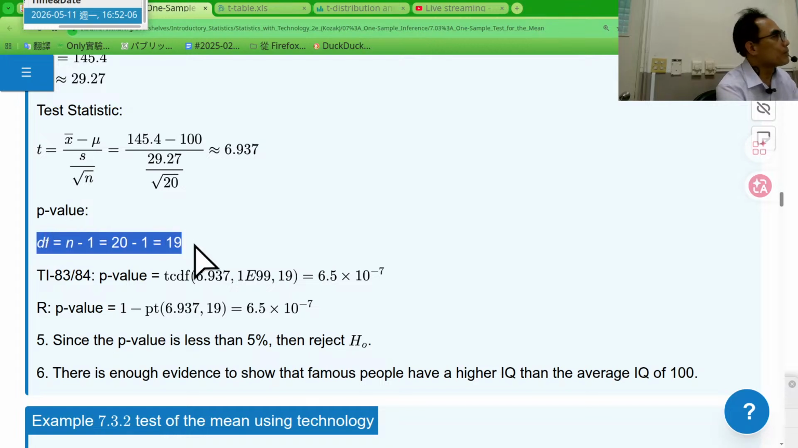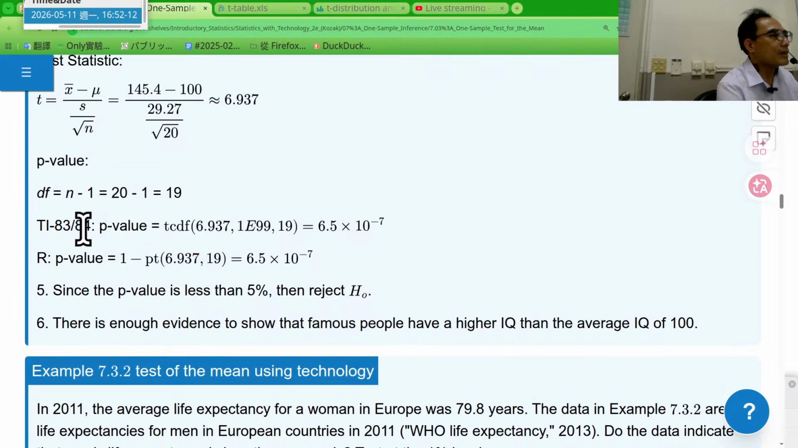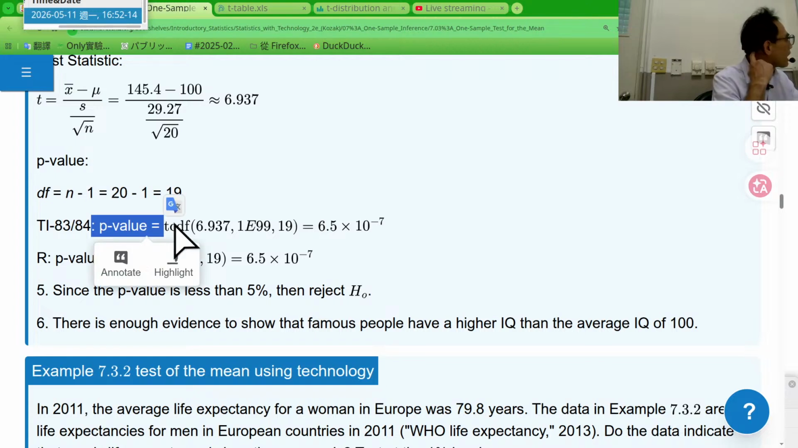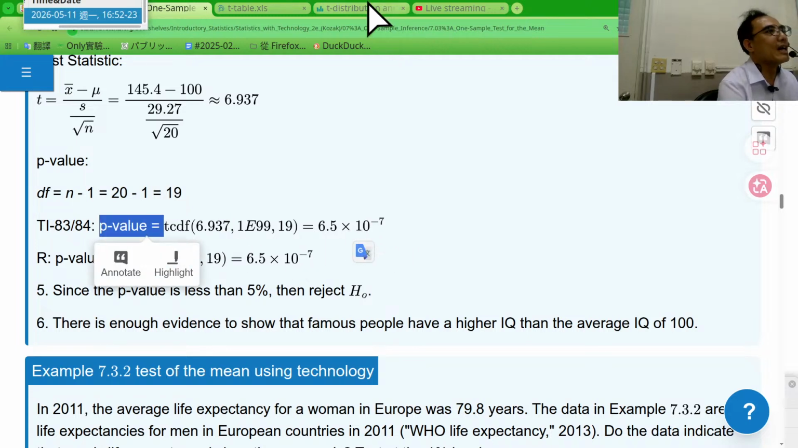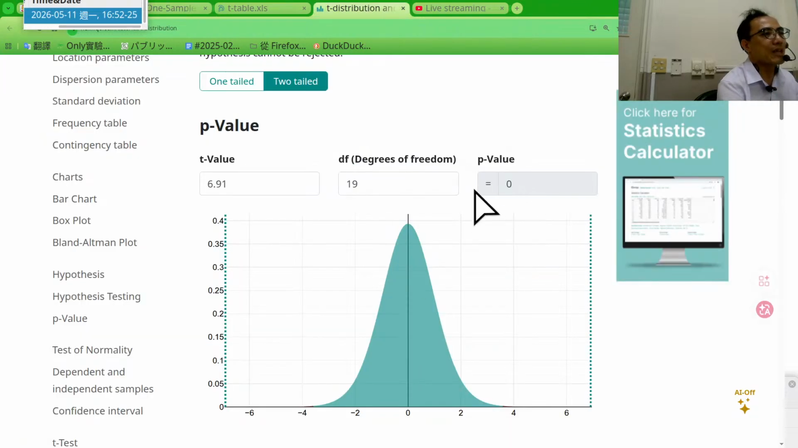P-value. Degrees of freedom: n minus 1, that is 19. Then calculate the p-value. But so far, unfortunately, my traditional way cannot calculate the p-value. But this textbook uses this software, and I will share how to use it. For example, with the t-value 6.91 and the degrees of freedom, we get a p-value of 0. How about we lower the size?